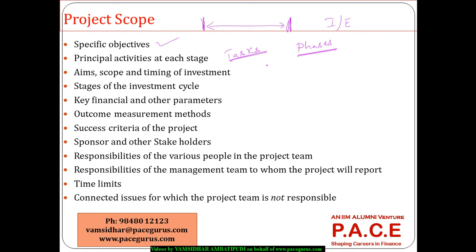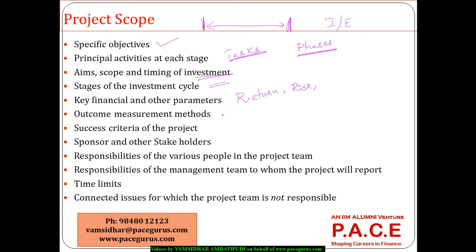When is the money brought in? Is the whole investment happening in one go at the beginning, or is it a phased investment? What are the various stages in the investment cycle? What are the key financial parameters? What is the expected return on this investment? What is the expected risk out of this investment? And other financial parameters that are associated with this particular project.